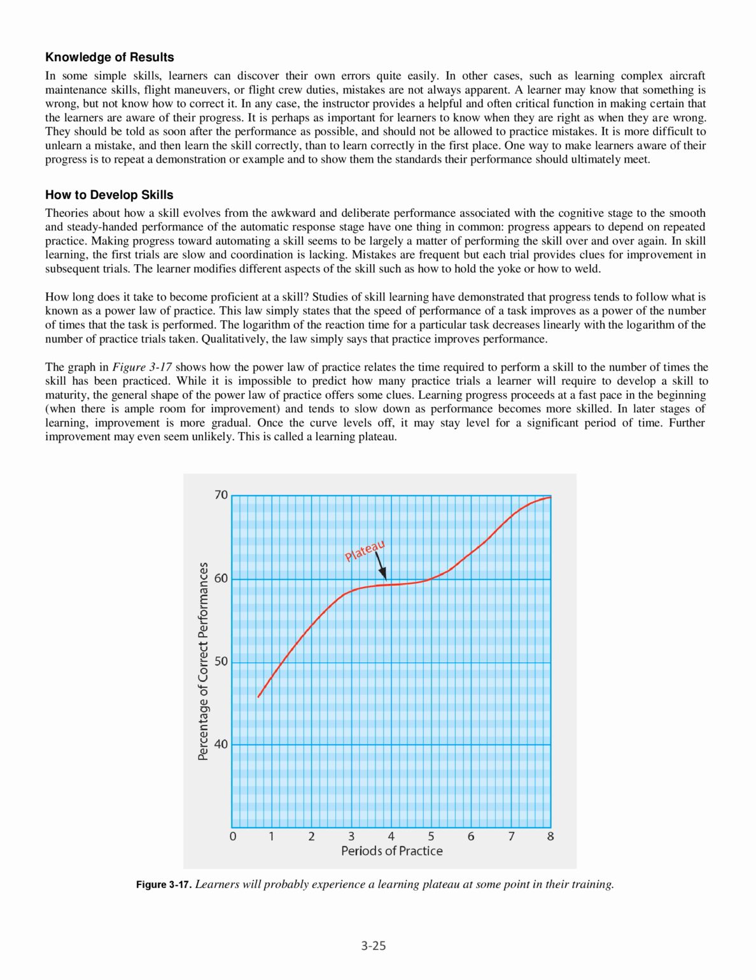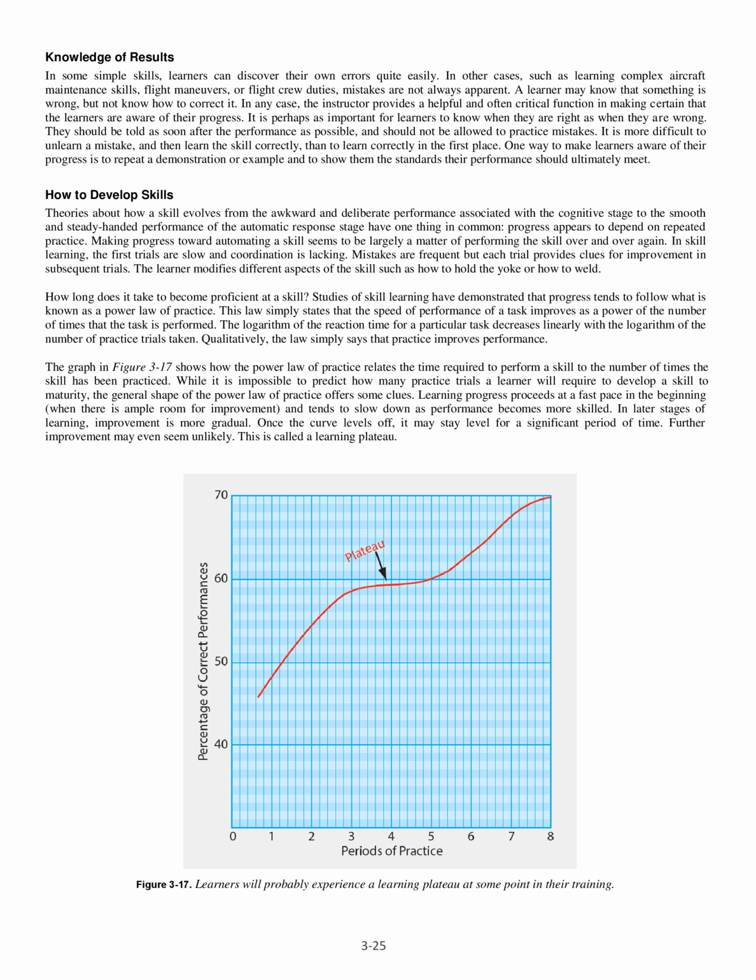The graph in Figure 3-17 shows how the power law of practice relates the time required to perform a skill to the number of times the skill has been practiced. While it is impossible to predict how many practice trials a learner will require to develop a skill to maturity, the general shape of the power law of practice offers some clues. Learning progress proceeds at a fast pace in the beginning, when there is ample room for improvement, and tends to slow down as performance becomes more skilled.